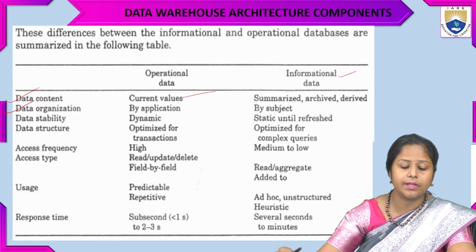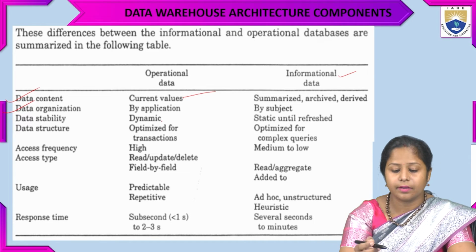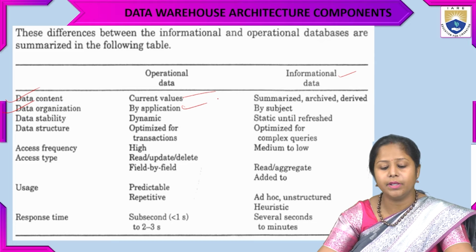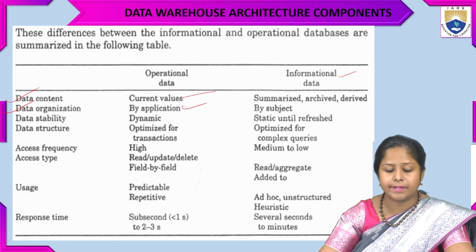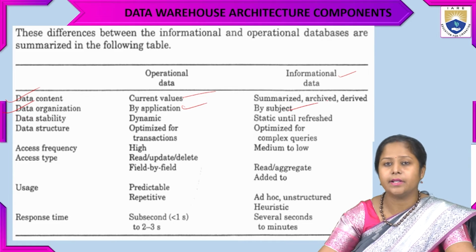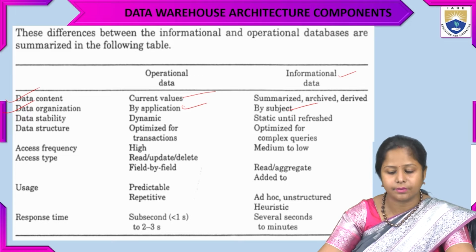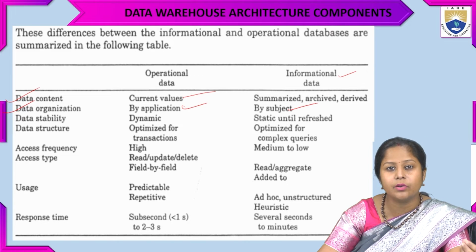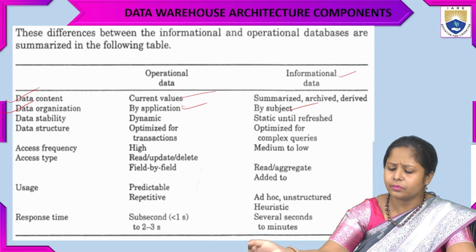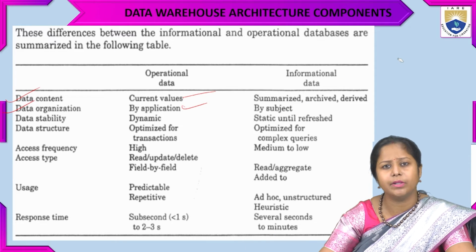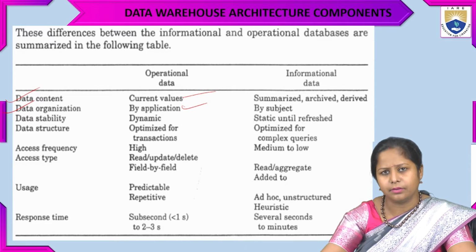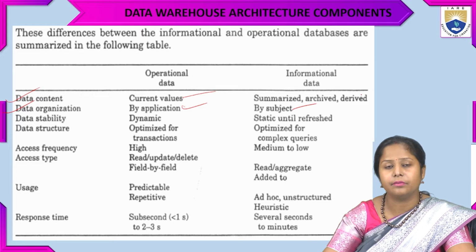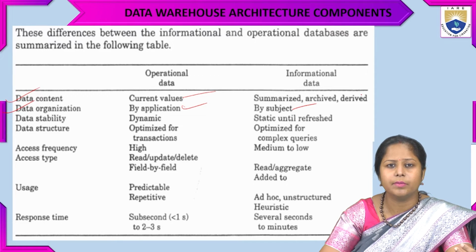On the basis of data organization, operational data is organized by applications. Informational data is organized by subject, based on a particular subject, particular area, or particular domain. So the informational data is based on an industry. For example, if there is medical data, that will be the medical informational data.